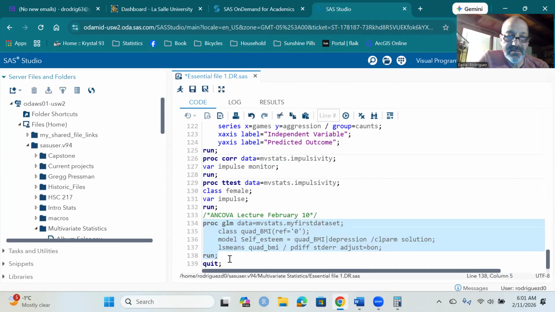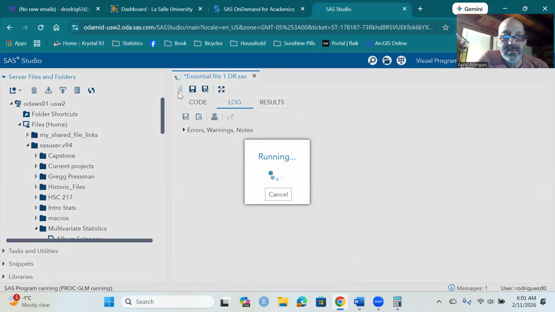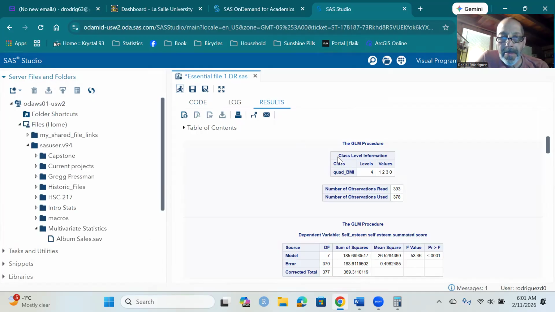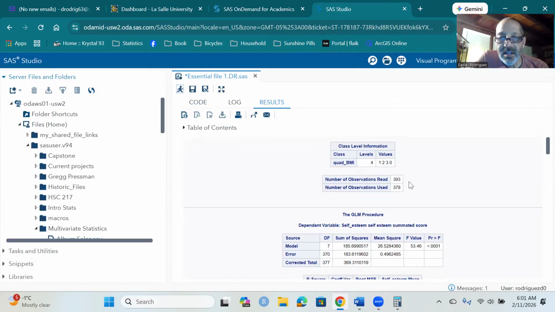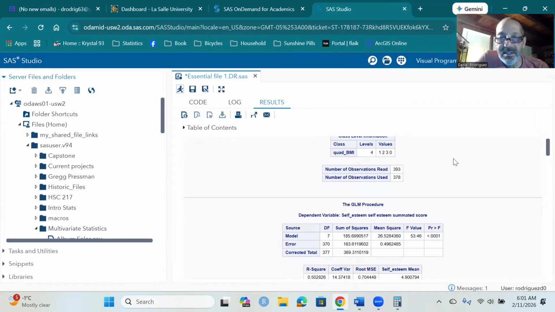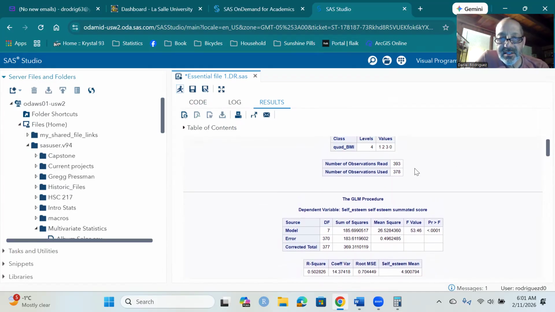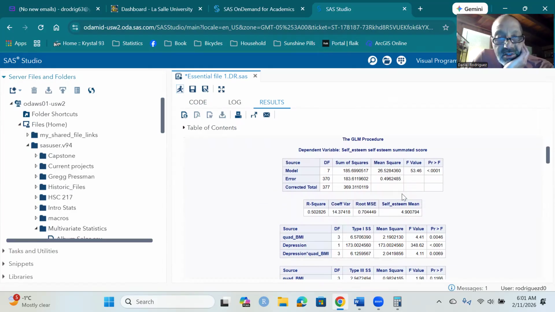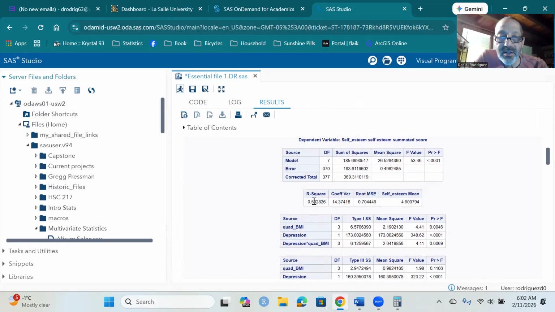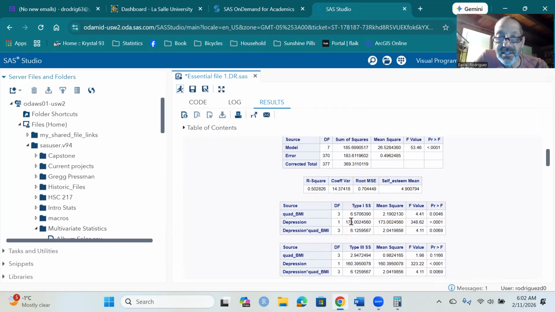So let's go ahead and run this. All right, it says here BMI has 4 levels, 1, 2, 3, 0. So we're comparing everything to 0. You get a lot of your usual ANOVA tables that you would get for any analysis of variance or any kind of regression type model. And ANOVA is like a regression model because you have an outcome and you have a predictor. You got our R squared here, so this model accounts for 50% of the variance. Pretty good.